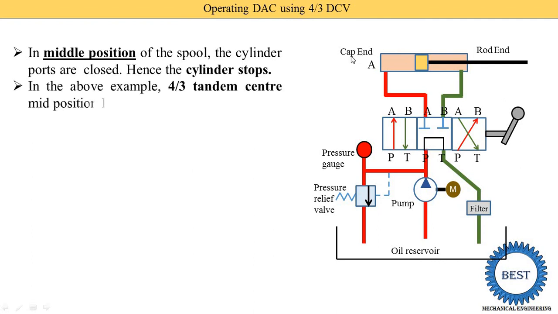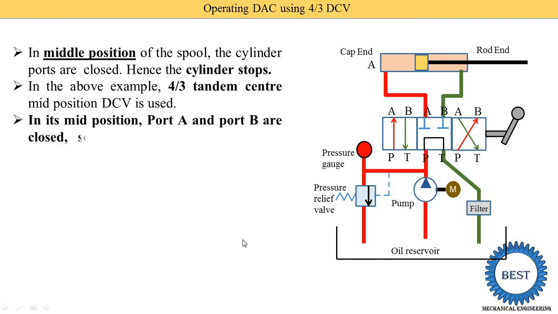So in the above example, the 4/3 tandem center mid position of the directional control valve is used. This mid position is known as the tandem center position. Another mid position available is the open center, float type, and there are a number of other positions available, such as closed ports.